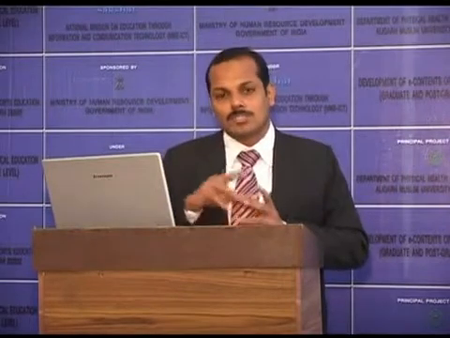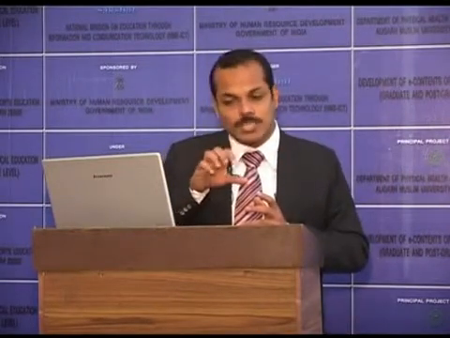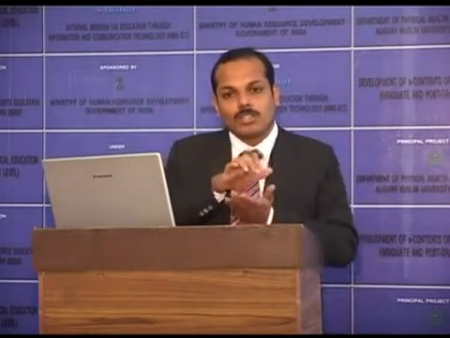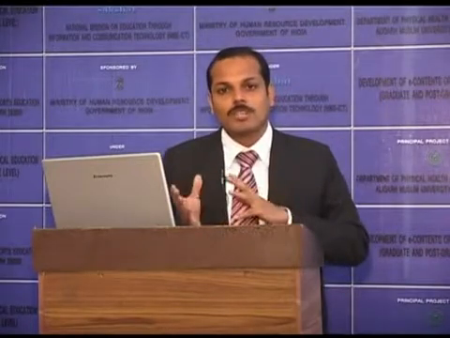Another movement seen in the toes is toe flexion and toe extension. Toe flexion means movement of the toes towards the plantar surface of the foot, and toe extension means movement of the toes away from the plantar surface of the foot. So these are some important movements seen in the ankle and foot complex.